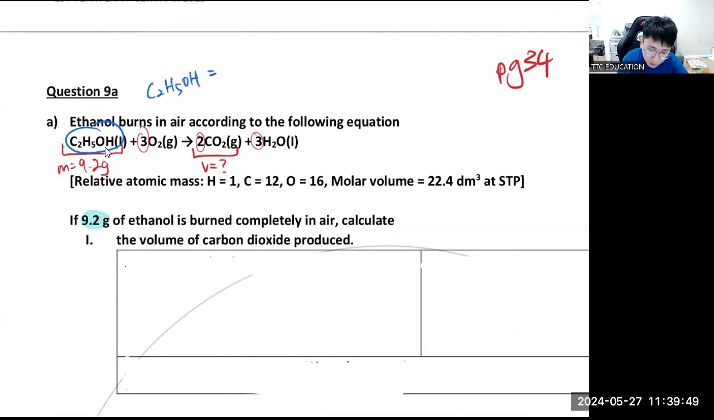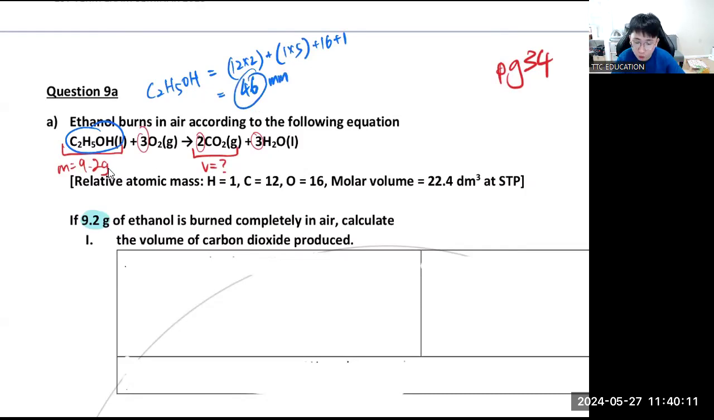For your C2H5OH, the atomic mass is 12 times 2, plus H times 5, which is 1 times 5, plus 16 plus 1. So you all do the calculation. 24 plus 5 will be 29, 30, so around 46. So this is the molar mass of your alcohol.